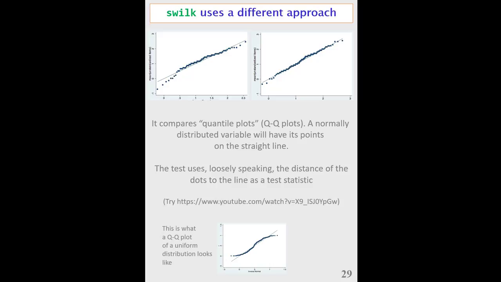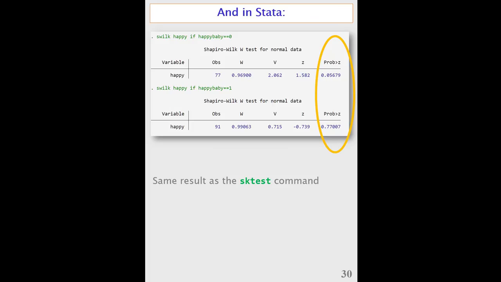What that swilk test does is, behind the scenes, calculate a test statistic for these kind of things, so that you don't have to look at the plot and try to figure out if this is close enough to the line or not. This is how it goes. swilk happy if happy baby equal to 0, swilk happy if happy baby equal to 1. And what we see here, well, it's the same result as the SK test. Both are above 0.05, but it was pretty darn close there. So this is good. We're good to go with the ttest command.